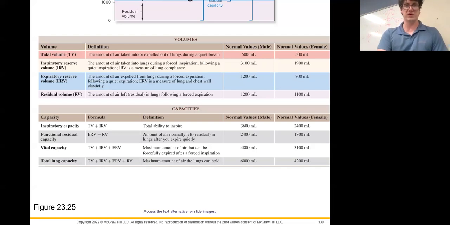ERV stands for expiratory reserve volume. So that's this one right here. So once again, now y'all can see the normal values over here.